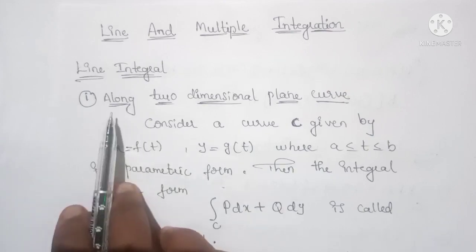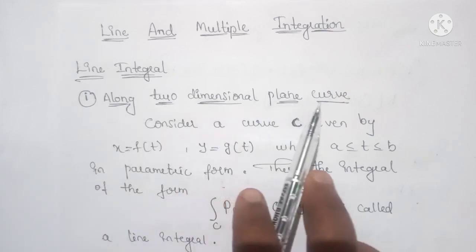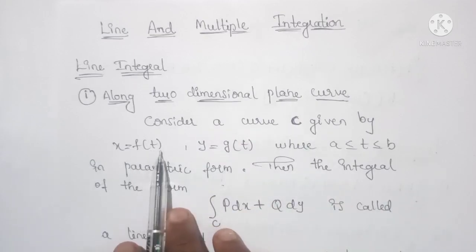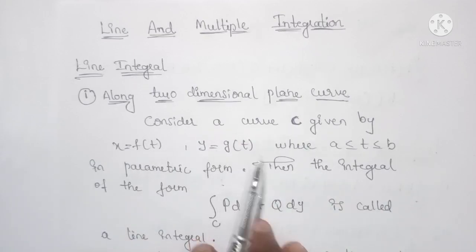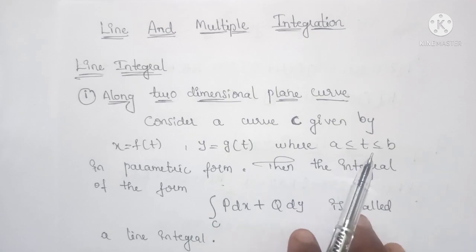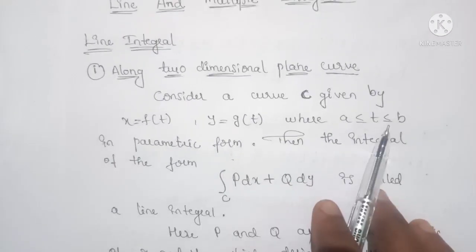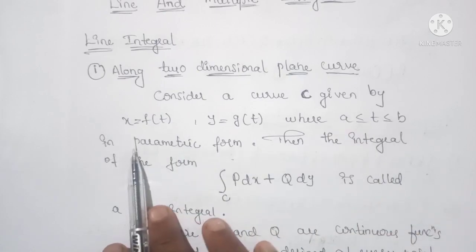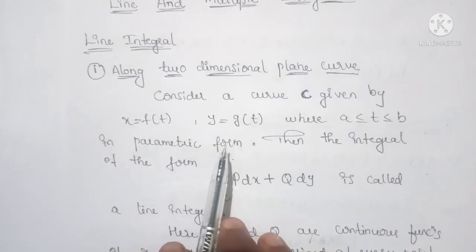First, along a two-dimensional plane curve, consider a curve C given by x equals f of t, y equals g of t, where a is less than or equal to t and t is less than or equal to b. That means this t lies between a and b. So these two are the parametric form.